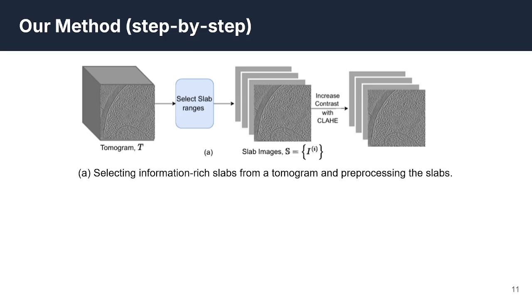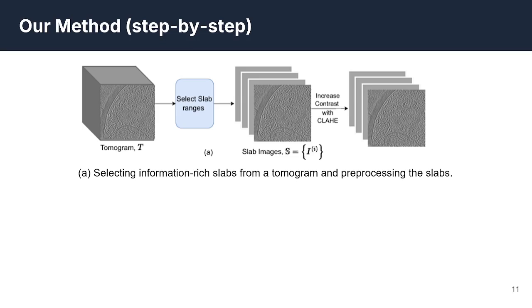We ask the user to pick a full 3D tomogram and select a small range of slabs. These are 2D slices along the z-axis that are visually rich in subcellular structures. For example, in our S. pombe experiments, we used around 100 slices from one representative tomogram, which is only about 1 to 1.5% of all slices in the dataset.